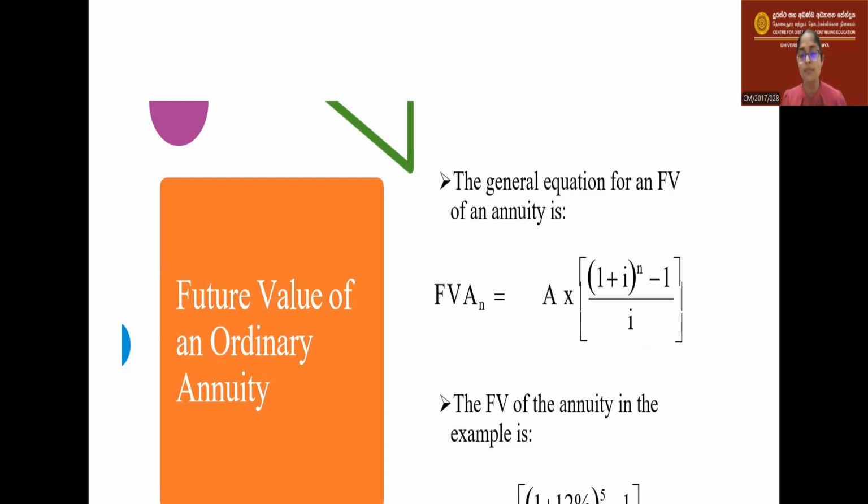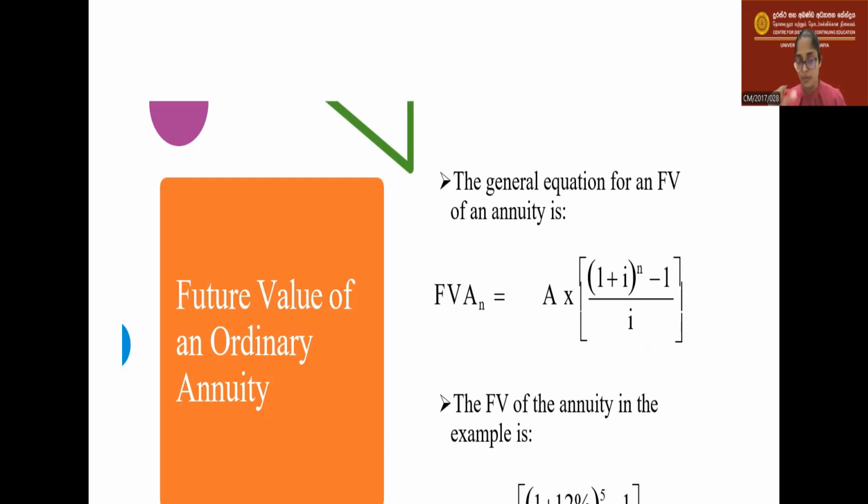Take the calculator, press 1 plus 0.12, and then you get 1.12. Keep it, and press the power button. So you know the symbol now. Press it and then press 5.